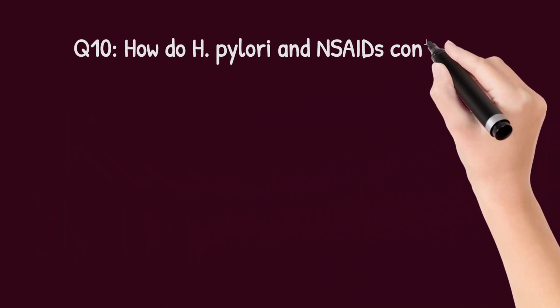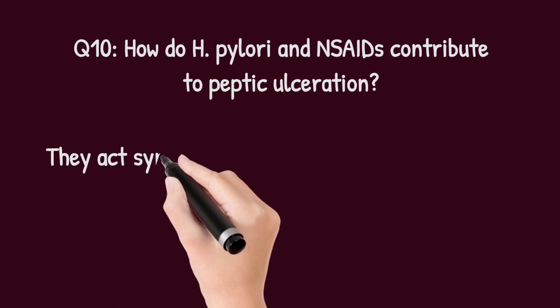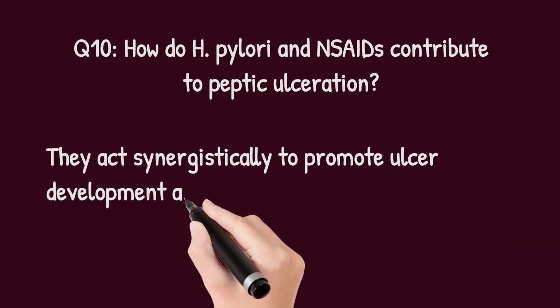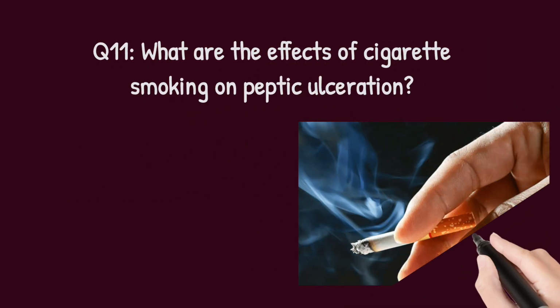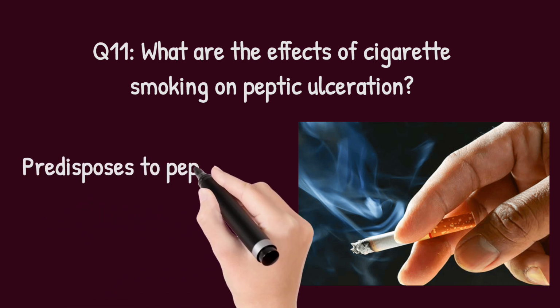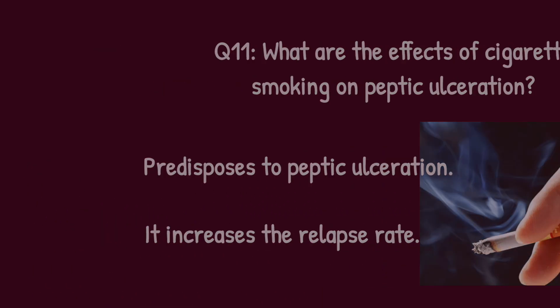How do Helicobacter pylori and NSAIDs contribute to peptic ulceration? They act synergistically to promote ulcer development and bleeding. What are the effects of cigarette smoking on peptic ulceration? Smoking predisposes to peptic ulceration and increases the relapse rate after treatment.